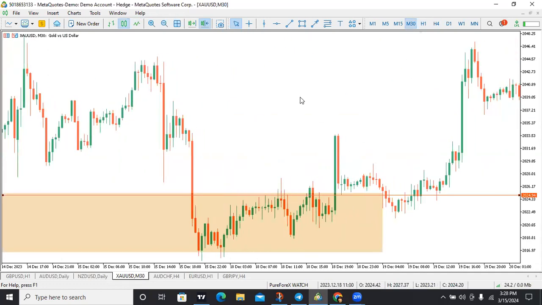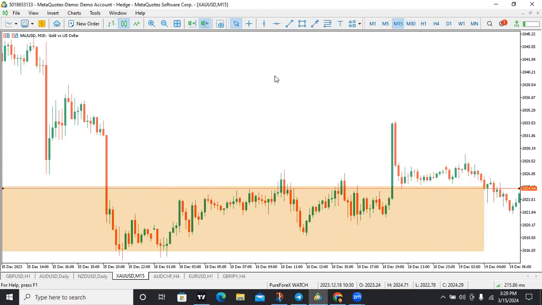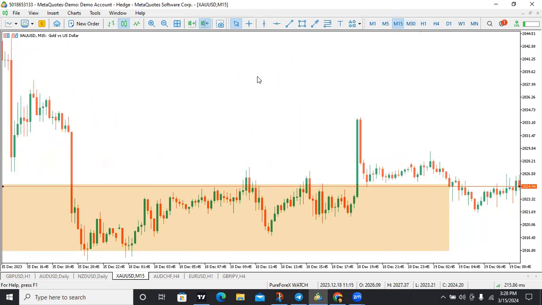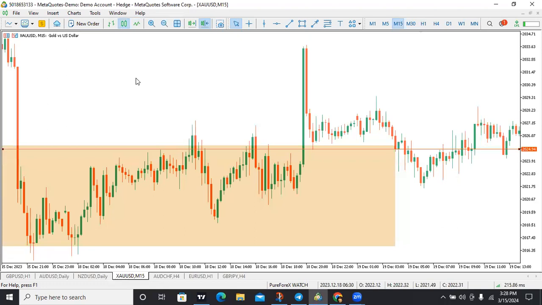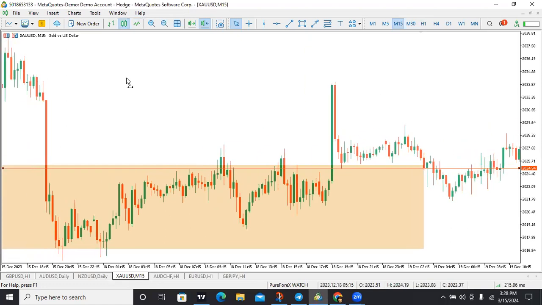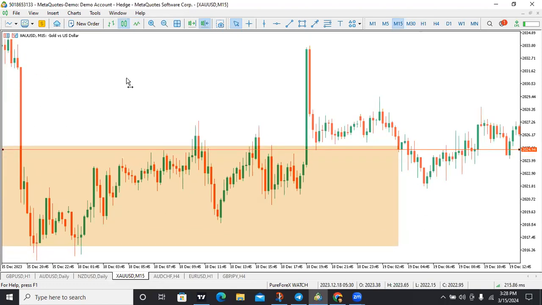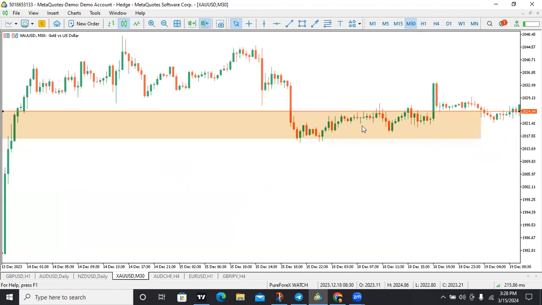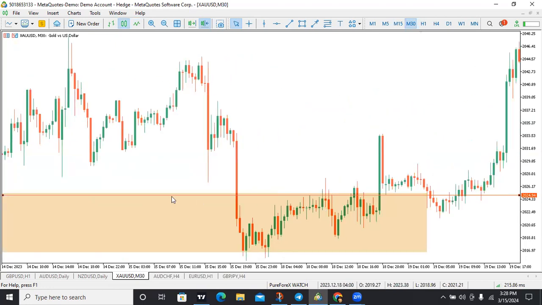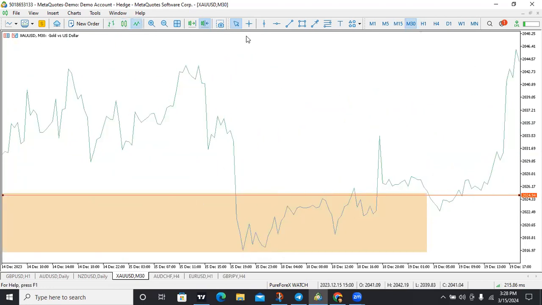M30. Oh, we see a setup here already. We find a setup on M30. On M15 it's not that clear, but I think we find a setup on M30. So on M30, we found a scenario C1, guys. I told you, you can find any setup. This is a strong support.